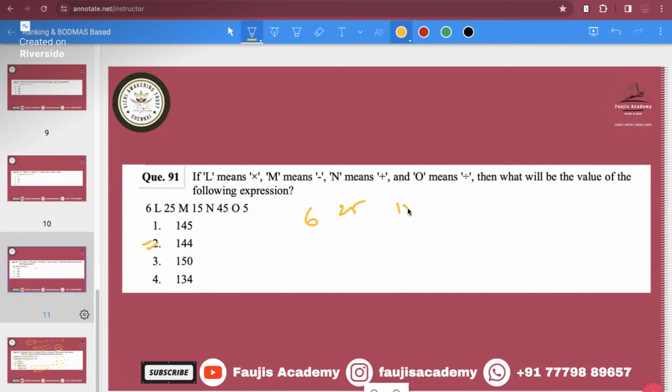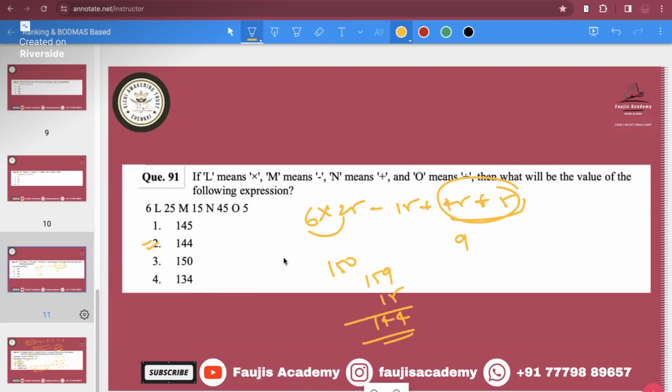And 15, 45, 5. L is X, M is minus, then N is your plus, and O is your division. This is a division, guys. Okay. This will become your 9. This will become your 150. 159 minus 54. Yes, Muilan is right.